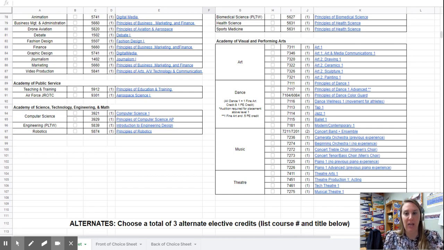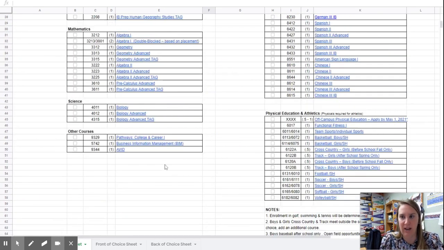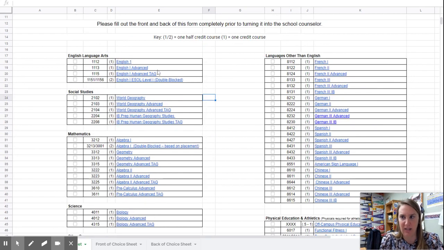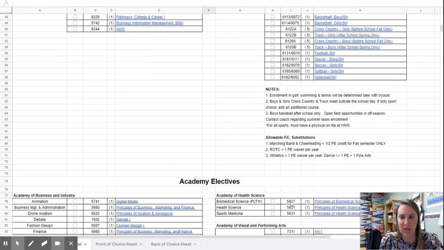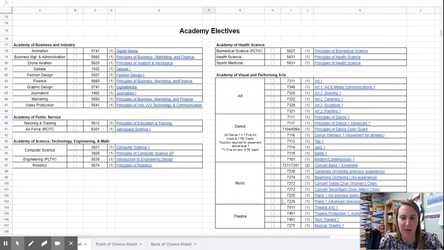So again, when looking at all of this, the only courses everybody has to take is one class from English, social studies, math, and science. Most freshmen are still taking a language as well. Besides that, you have 3 other courses you can pick between the other courses, physical education, and the academy electives. So you get a total of 8 courses overall, but just make sure you have those core classes.